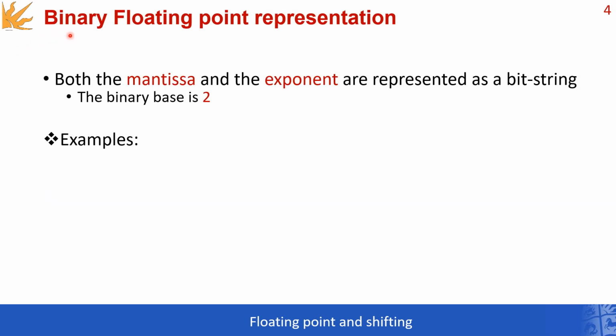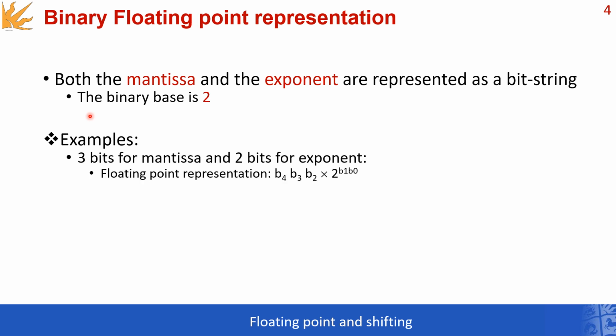So let's see how things are now in the binary format. And more specifically, let's focus on an example using 5 bits. Both the mantissa and the exponent will be bit strings, and the implied base is going to be 2. In this example, we're going to use 3 bits for the mantissa and 2 bits for the exponent. The floating point representation is going to use the 2 least significant bits as the exponent, and the 3 most significant bits, at the beginning of the bit string, as the mantissa.